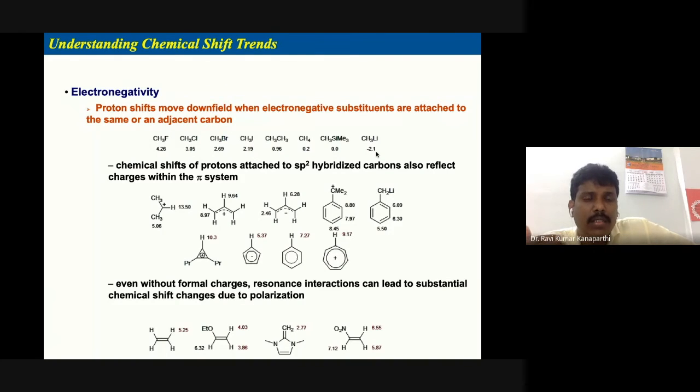Okay, and apart from that, we can also see some of the factors. Probably I will take a few, not everything. Let's say the chemical shifts of protons attached to sp2 hybridized carbons also reflect the charges within the system. So if you have a charge on the molecule, that will definitely affect the chemical shift values of the protons. So that depends on it. Let's say if you have a negative charge, it is shielded, and if you have a positive charge, then it is de-shielded.